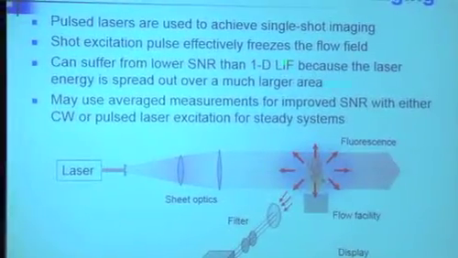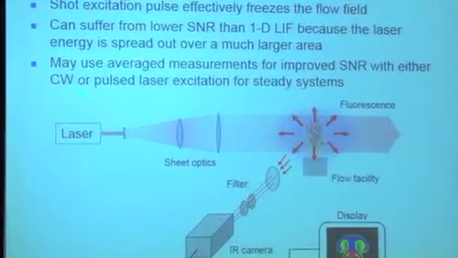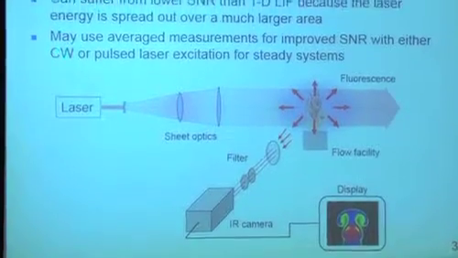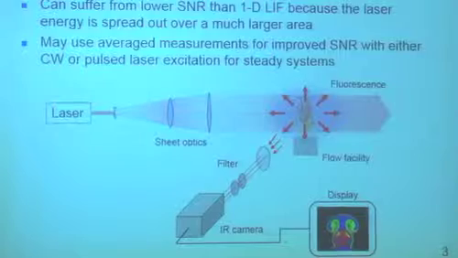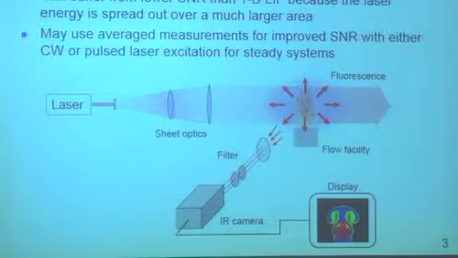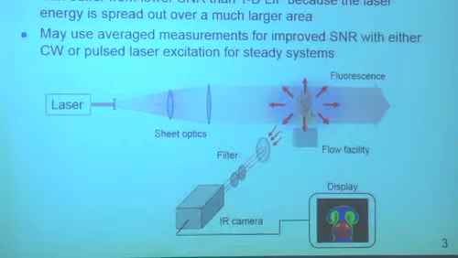You might be interested in averaging, maybe not. You can do CW or pulse, but if it's CW, then you have to look long enough to get enough photons, and maybe that's not fast enough. So the general setup is like this.